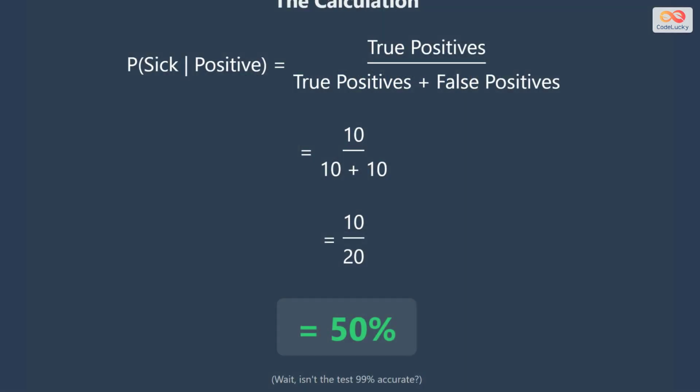To find your true probability, we divide the true positives by the total positives. That is 10 divided by 20. The result is 50%. Despite the test being 99% accurate, a positive result only means a coin flip's chance of being sick because the disease was so rare to begin with.